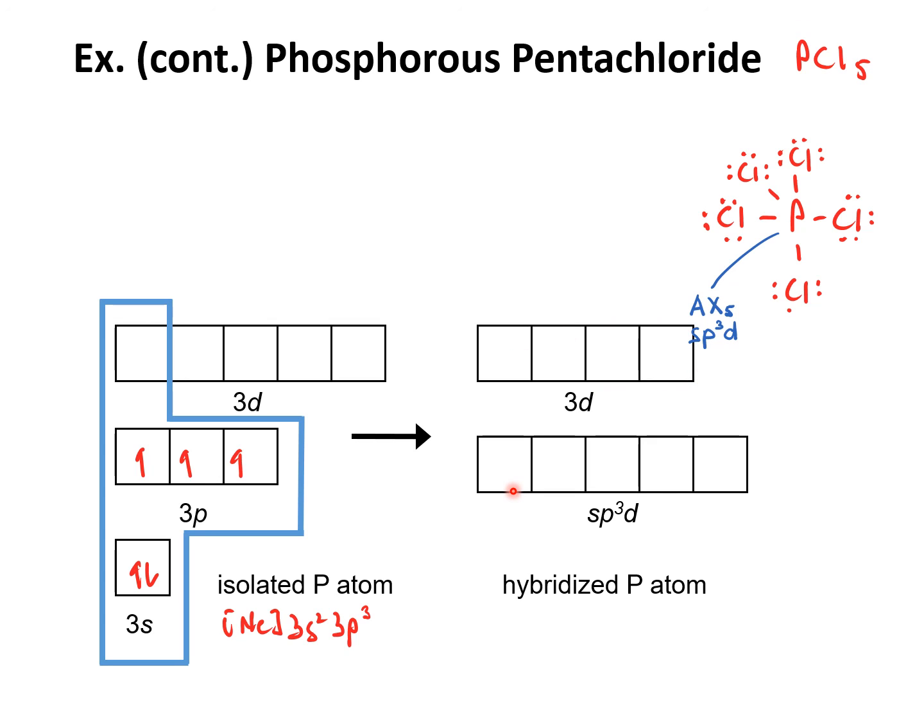So those 5 valence electrons will be placed as shown here in our molecule, where each one of the 5 valence electrons is placed in a different sp3d hybridized orbital. So we can see that the hybridized orbitals are half-filled.